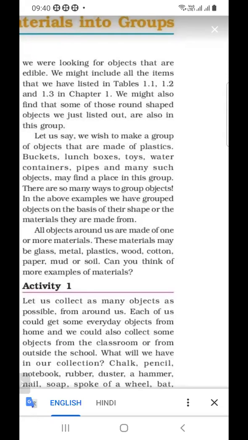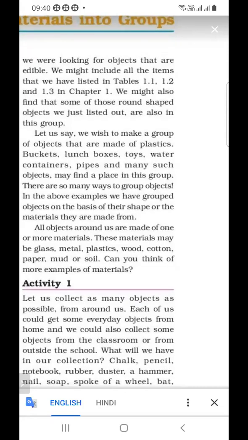So there are so many objects around us, and we have to group them on the basis of their shape and on the basis of their material. So three questions arise. What are the objects that are round in shape? What are the objects made up of plastic? And why do we group objects? Because grouping of objects makes our work easier.